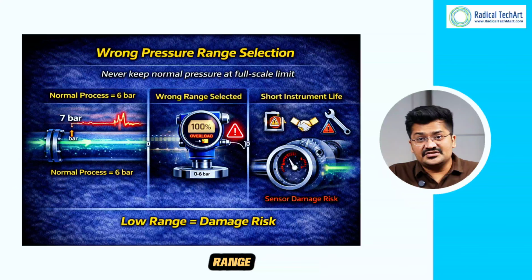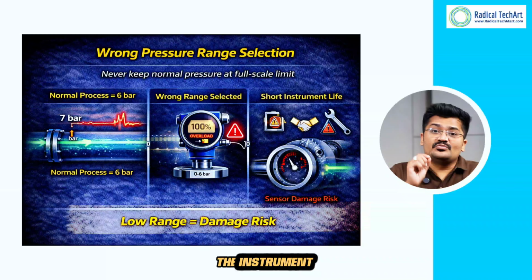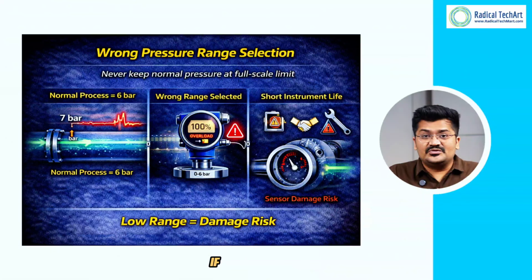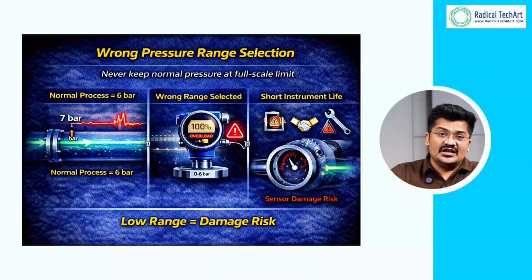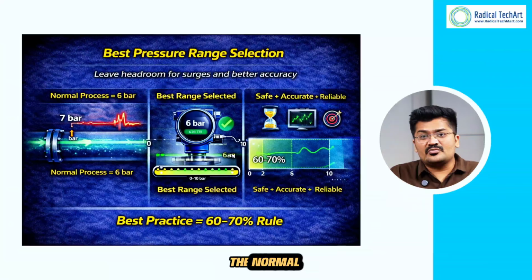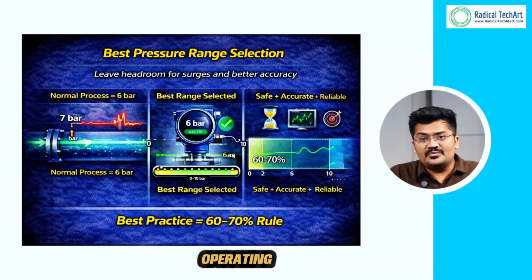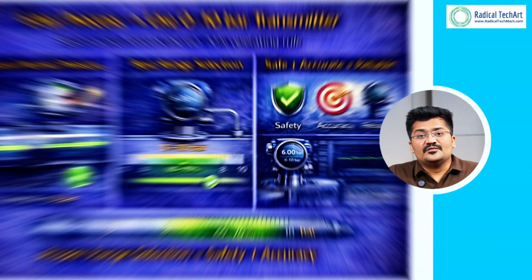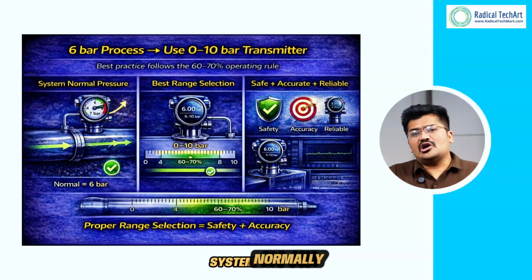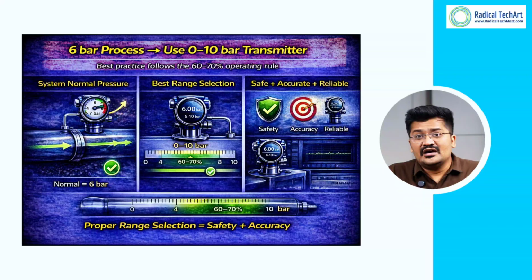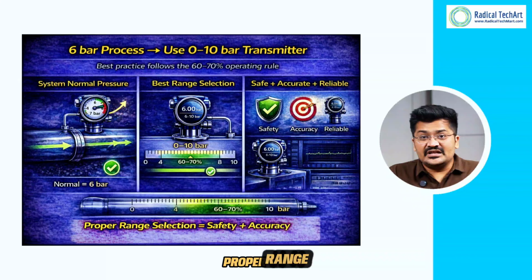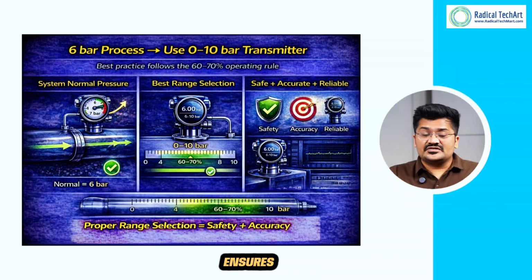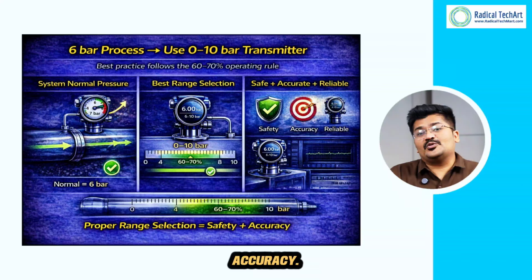Now, selecting the correct pressure range is very important. If the selected range is too low, the instrument may get damaged. If the range is too high, measurement accuracy may decrease. A common rule is that the normal operating pressure should be around 60 to 70% of the instrument range. For example, if the system normally operates at 6 bar, selecting a 0 to 10 bar transmitter would be suitable. Proper range selection ensures both safety and accuracy.